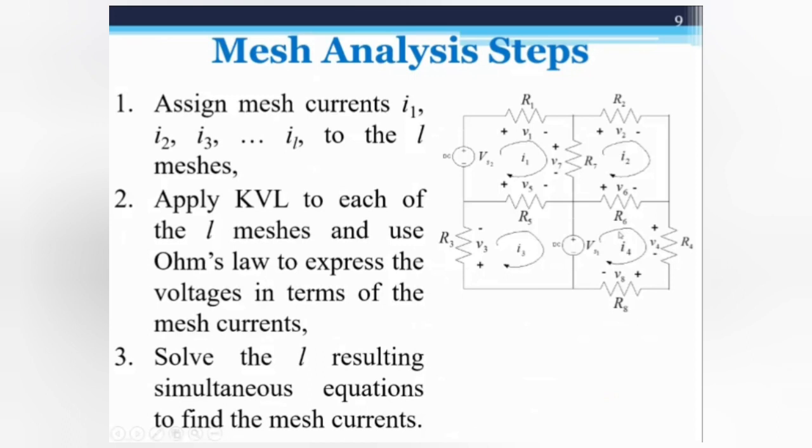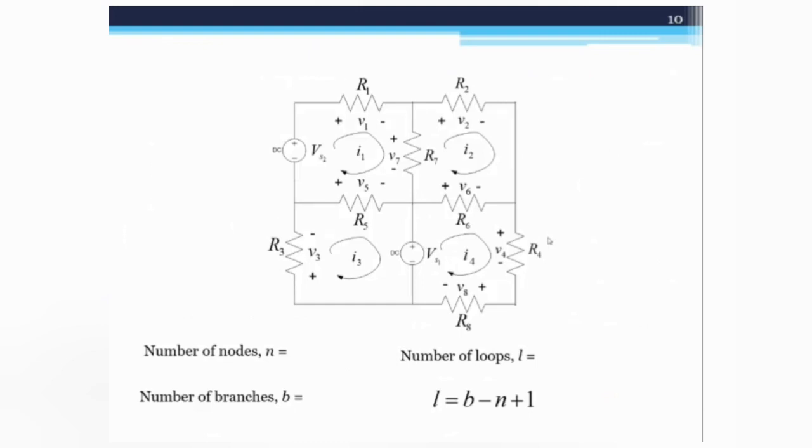So the first step for solving a mesh analysis example is to assume the direction of your mesh loop currents. For simplicity of your equations, always try to assume the clockwise direction. After that, apply KVL for each loop or each mesh. Then apply Cramer's rule and find the values of mesh currents I1, I2, I3, I4, and so on. So this is the circuit.